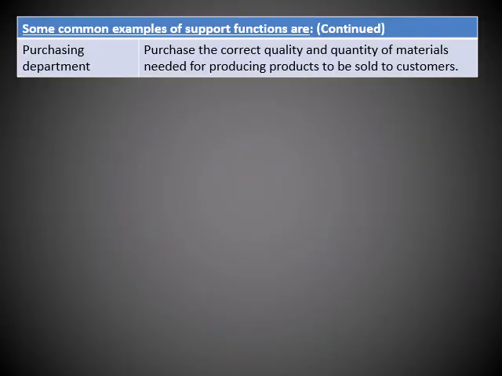Our next example is called the purchasing department. Now, what does the purchasing department do? How does it support the core or line function? The purchasing department has to purchase the correct quality and quantity of materials that is needed for producing products to be sold to customers. For example, if a company manufactures cars that they sell, in other words motor vehicles, then the purchasing department must make sure that they order the correct quality of materials as well as enough of them, the quantity of raw materials needed to produce the motor vehicles that will be sold by that company.